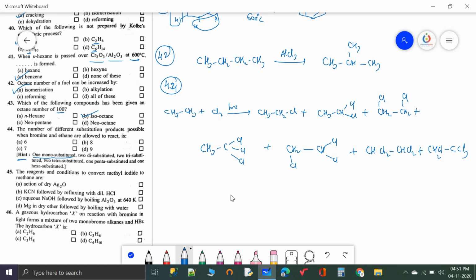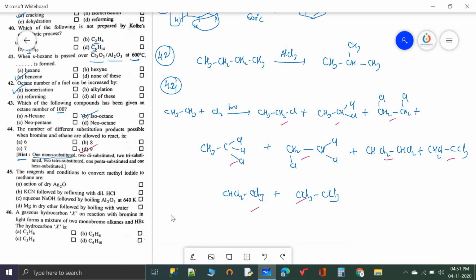Out of 6, if 5 hydrogens are replaced, then it will be called the penta-substituted product. And 1 hexa-substituted product means all hydrogens are replaced. So CCl3, CCl3. How many products did we get here? 1, 2, 3, 4, 5, 6, 7, 8, 9 products we got. So option D is correct.